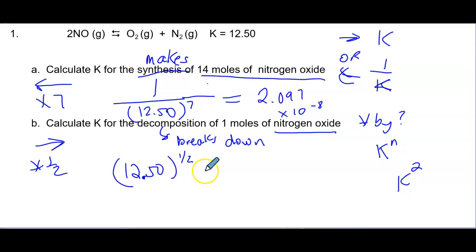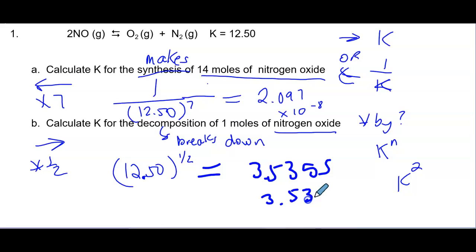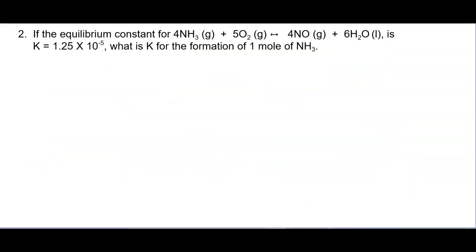So I get my K to be 3.5355, so it'd be 3.535. Okay, continuing. I would double check, use your calculator, and make sure you can get both of my answers correctly. If you're having issues, you can conference with me or email and I'll try to help you.